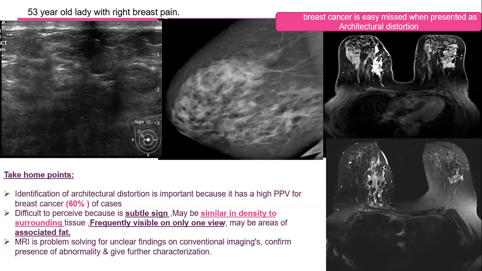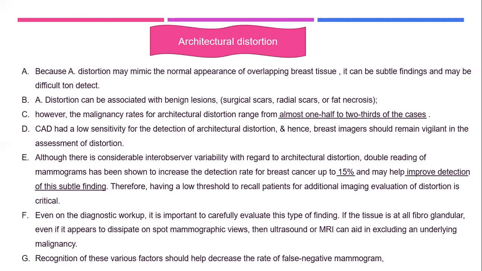MRI is problem solving for unclear findings on conventional imaging. We have to remember to use it to help ourselves confirm the presence of an abnormality and further characterize it. So this is the site of the DCIS on mammography. Okay.